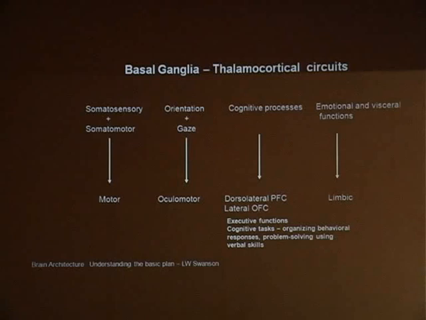Interestingly, for cognitive processes, there are connections in the form of these basal ganglia loops also going back and forth to the dorsolateral prefrontal cortex and lateral orbitofrontal cortex. And then there are also loops which are governing limbic functions.